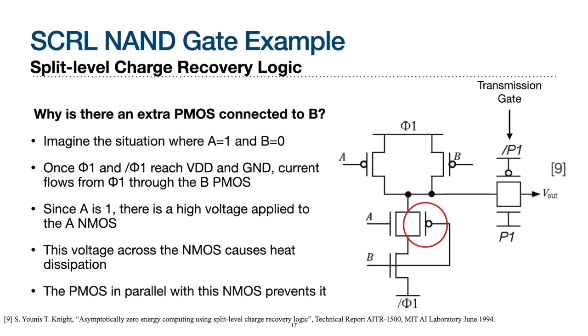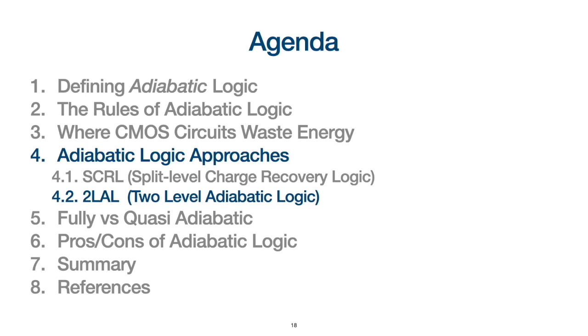So imagine the situation where A is equal to 1 and B is equal to 0. Once Phi1 and /Phi1 reach VDD and ground, current flows from Phi1 through the B PMOS, and then since A is 1, there is a high voltage applied to the A NMOS. This voltage across the NMOS causes heat dissipation. By having the PMOS in parallel with this NMOS, we can prevent that extra heat dissipation from occurring. That concludes your brief overview of the SCRL, split-level charge recovery logic, version of adiabatic logic.